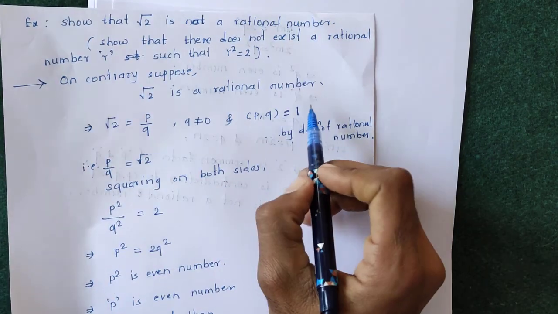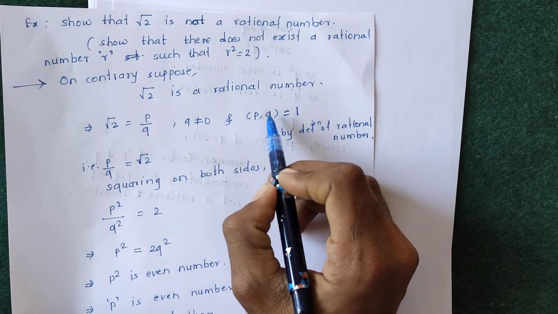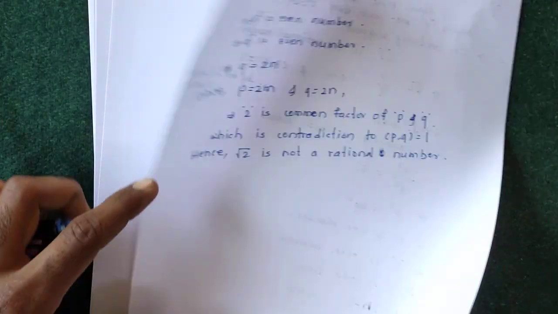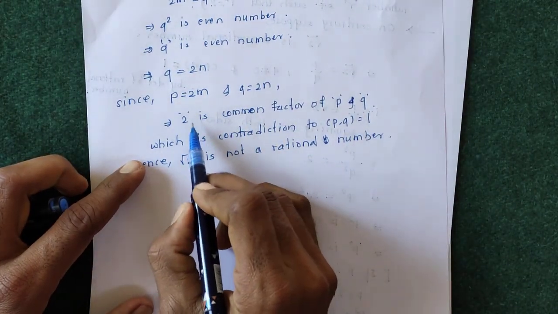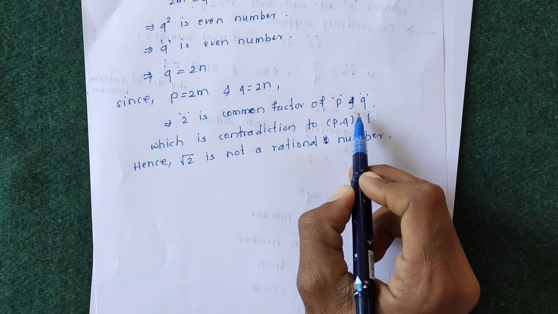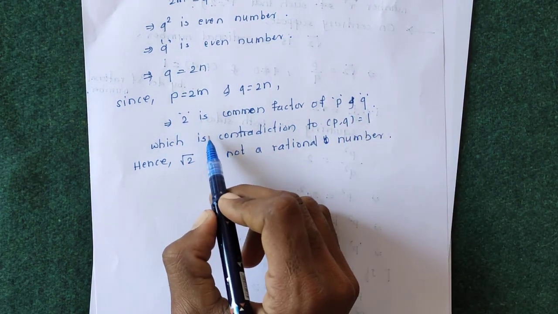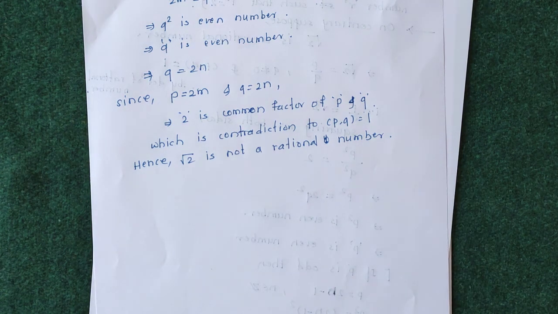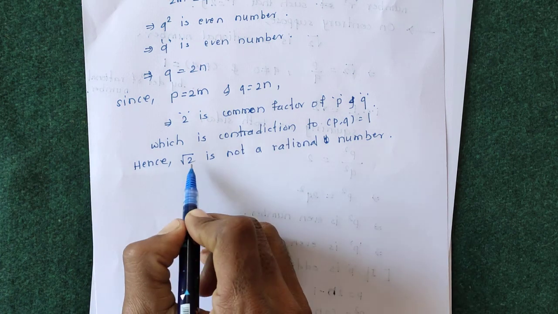So there does not exist any common factor of p and q which is greater than 1, but here we get the common factor 2 is a common factor of p and q, which is greater than the greatest common factor, which is not possible. So hence it is a contradiction, which implies root 2 is not a rational number.